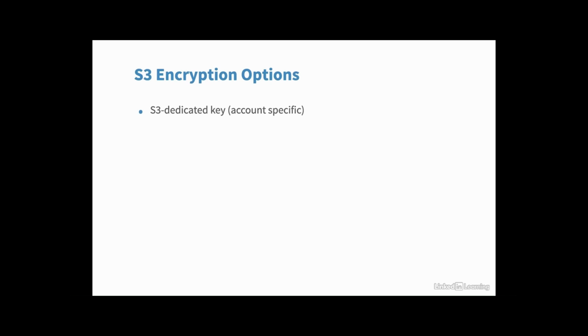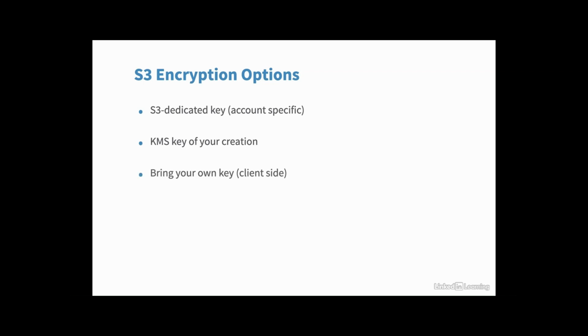You can encrypt with an S3 dedicated key that's specific to your account. It's auto-generated by AWS and shared with no one else. You can encrypt with a key of your own creation using KMS, AWS's key management service. KMS is a service that lets users generate encryption keys and helps with tasks like rotating and expiring them over time. Finally, you can encrypt with your own BYO key, which means client-side encryption.